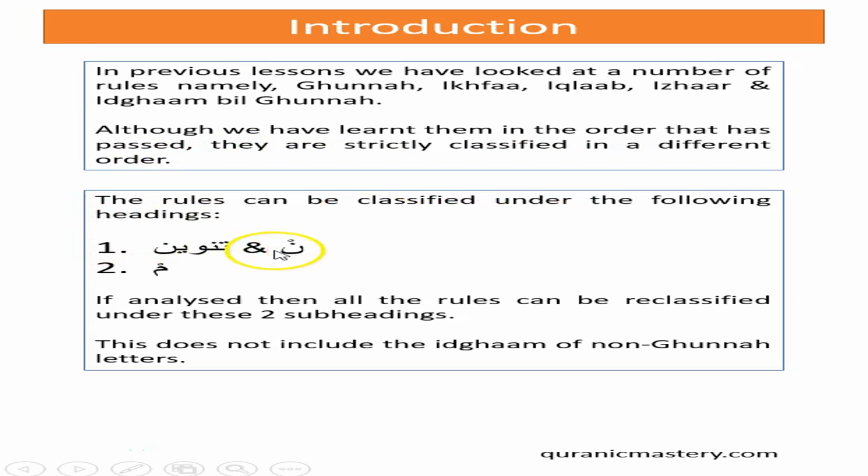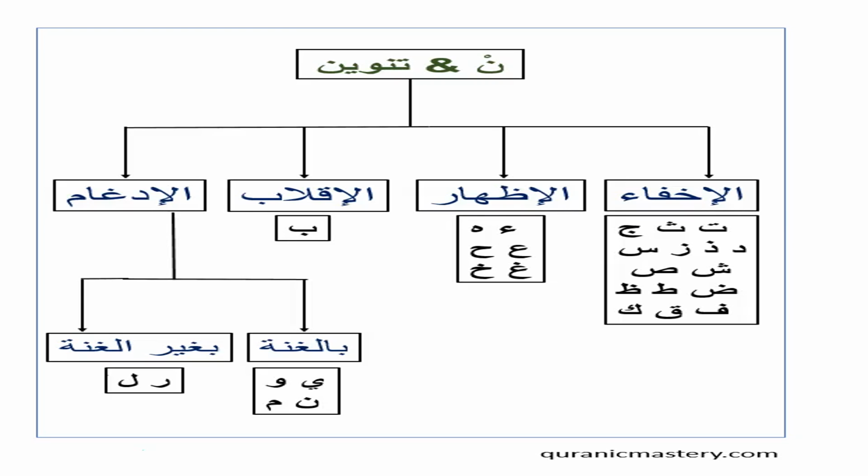They are classified under the headings of Noon Saakin and Tanween, and Meem Saakin. If analyzed, all of the rules can be reclassified under these two subheadings, and this does not include the idgham of the non-ghunna letters, because of course Noon Saakin and Tanween and Meem Saakin are both the ghunna letters. So let's have a look at the heading of Noon Saakin and Tanween.